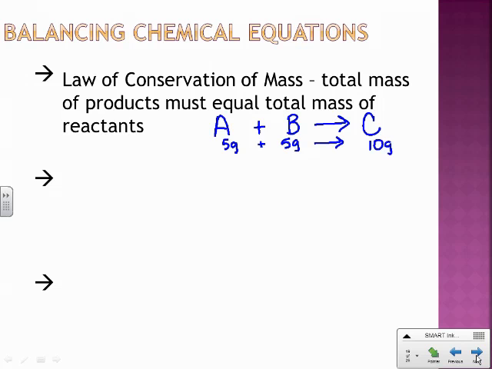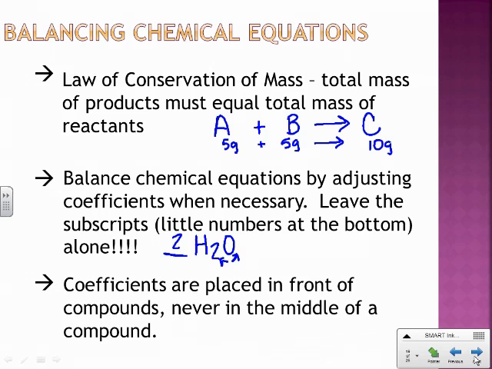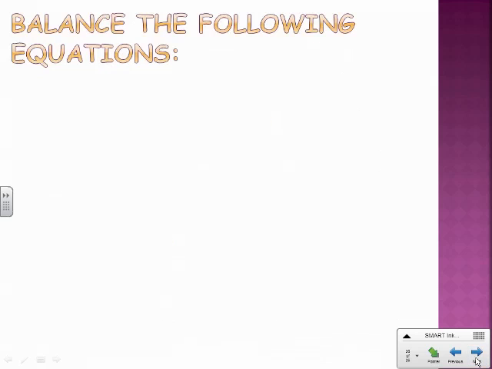Okay? Next we have balancing the equations. We can only adjust the coefficients. We can never touch the subscripts. So if I had H2O in a reaction, I can never change this number or this number right here. I can only put a number in front of it to indicate that I would need more H2Os than just one. And then lastly, the coefficients are placed in front of the compounds, which I just showed you. That's the coefficient. You can never put them anywhere else, never in the middle or afterwards.